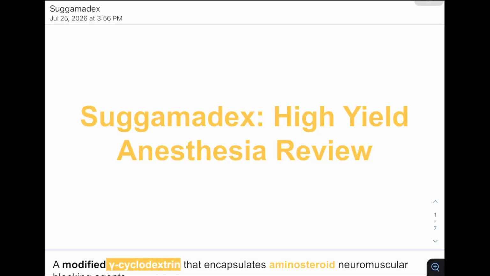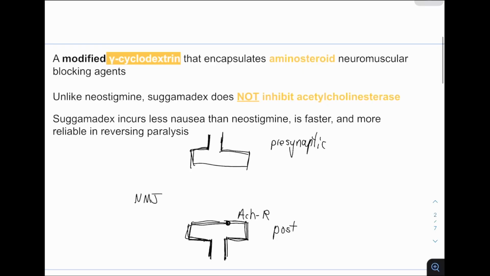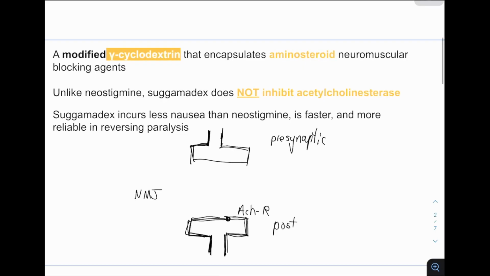So let's quickly talk about Sugammadex, a couple of high yield points that typically appear on exams and are also important for clinical practice. So the first thing you want to know is that Sugammadex is a modified cyclodextrin. This is a buzzword that appears on exams. Whenever they mention cyclodextrin, just know that that is synonymous with Sugammadex.